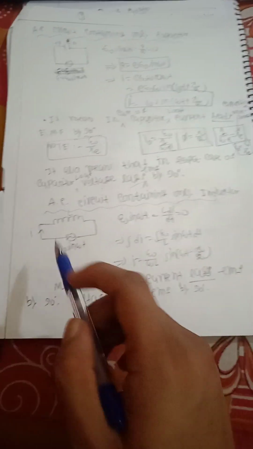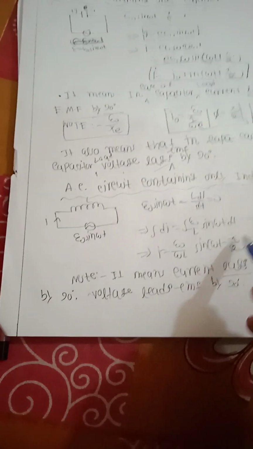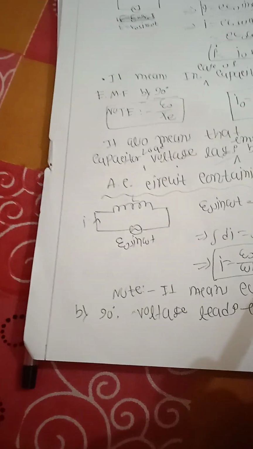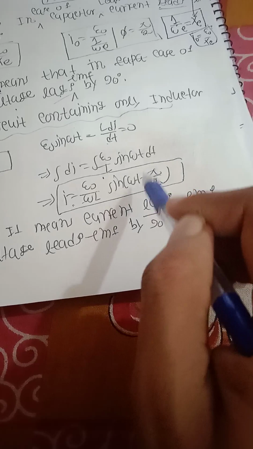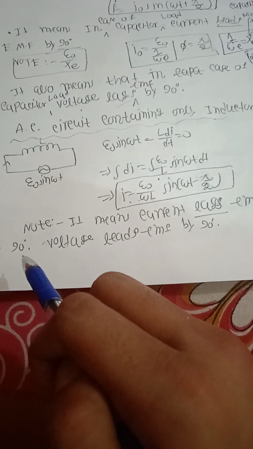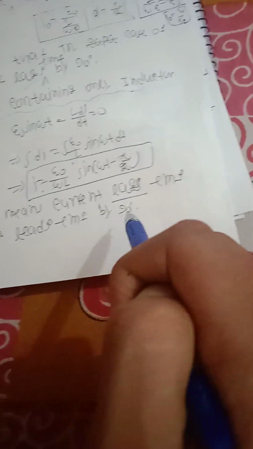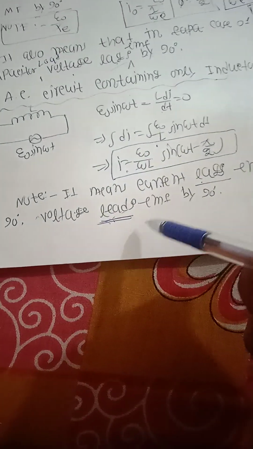Now we are going to move to our last topic, which is an AC circuit containing only an inductor. Here again you should remember this formula: I equals epsilon naught by omega L sine of omega t minus pi by 2. It means that the current lags EMF by 90 degrees and voltage leads EMF by 90 degrees. Current lags and voltage leads, again reverse.